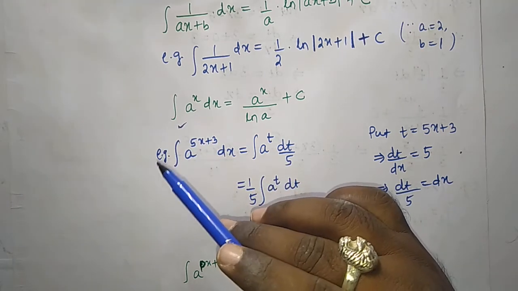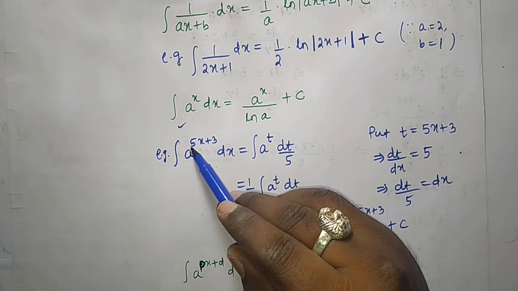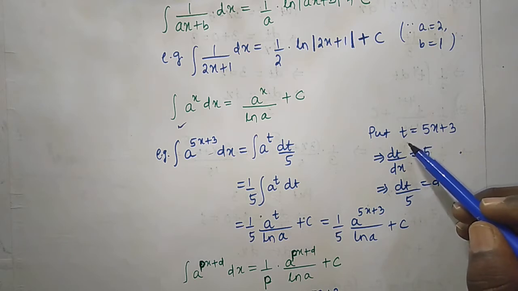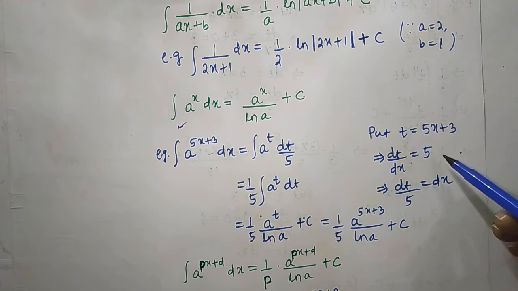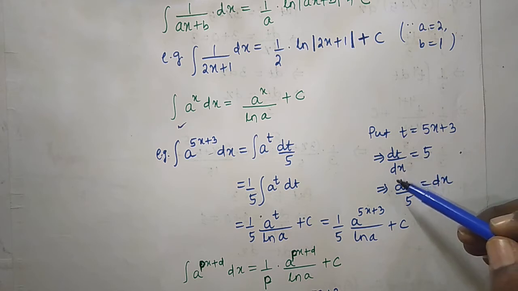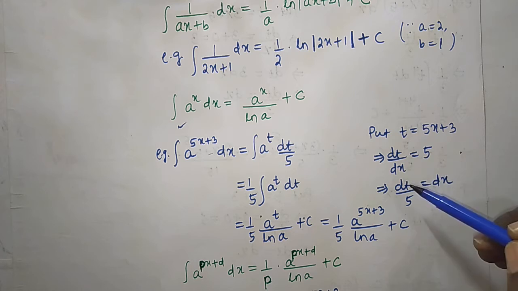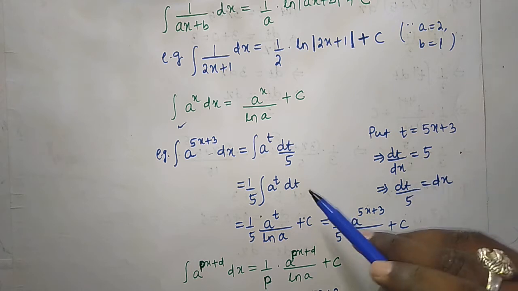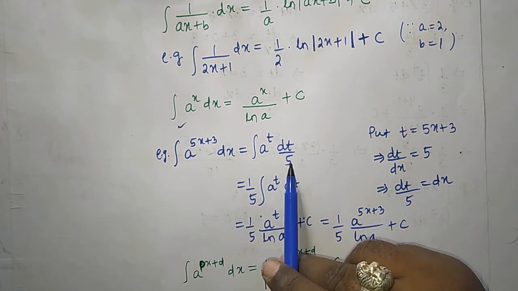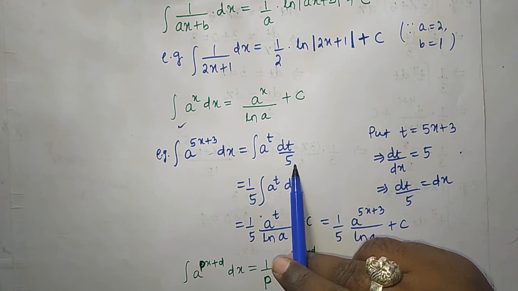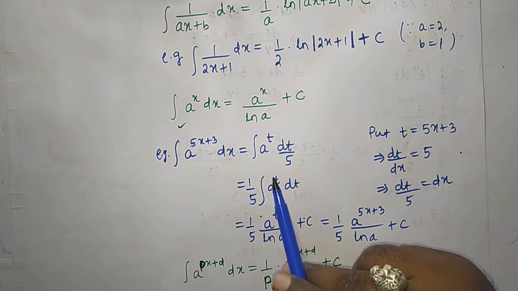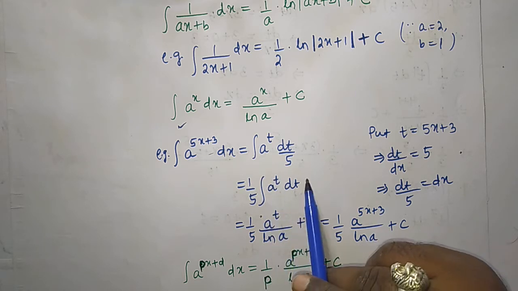So what we will do, we will put 5x plus 3 as t. Put t equal to 5x plus 3. Then again find derivative of t. Derivative of t is equal to 5. Take this 5 to the left hand side and dx to the right hand side. So dx is equal to dt by 5. Now put it here. In place of 5x plus 3 I have written t, and in place of dx I have written dt by 5. Now this is divided by 5, so 1 by 5 will go outside of the integration. Now only integration of a to the power t is there.